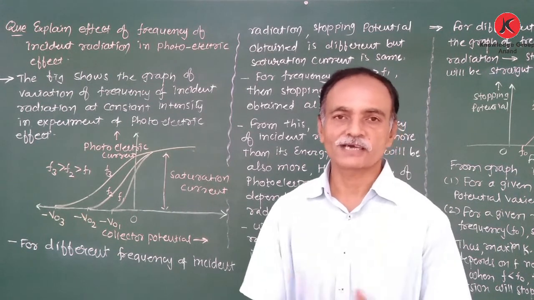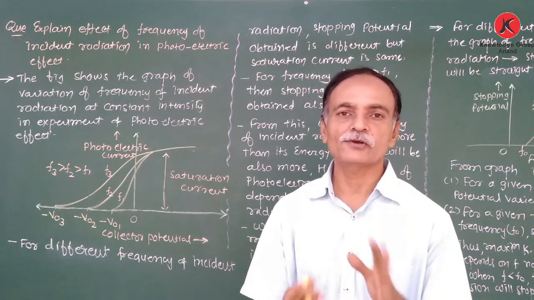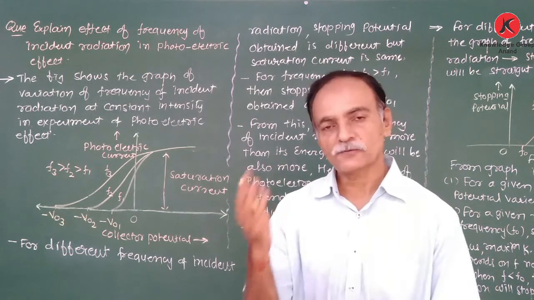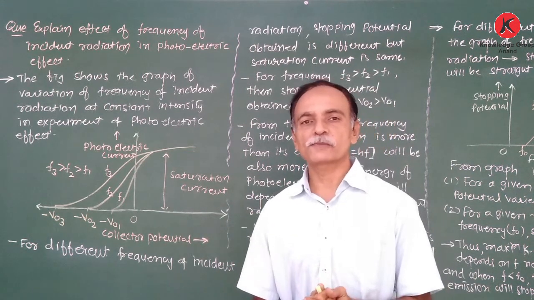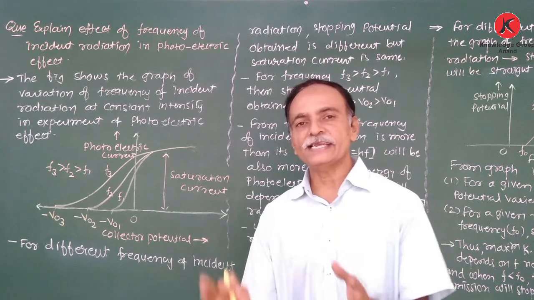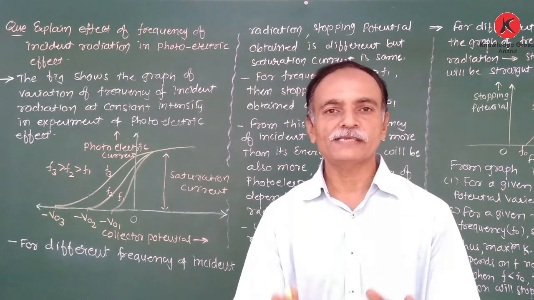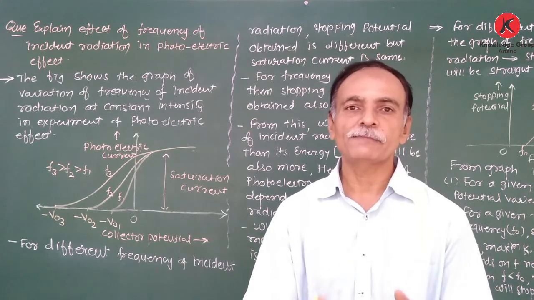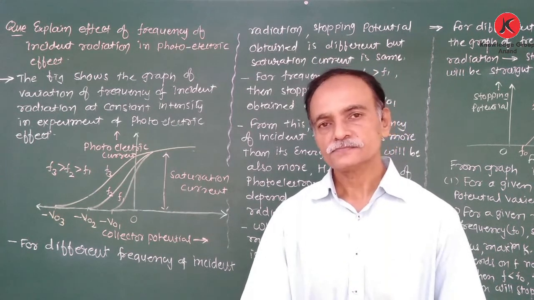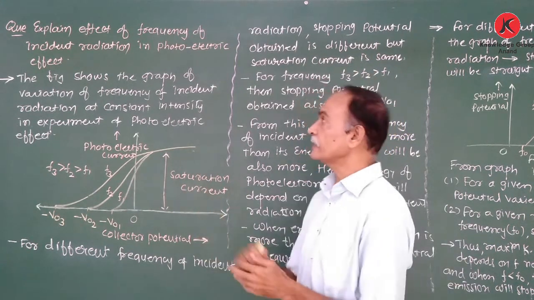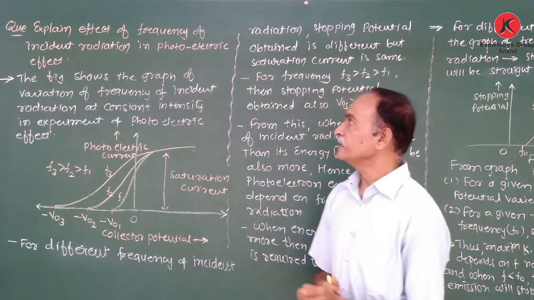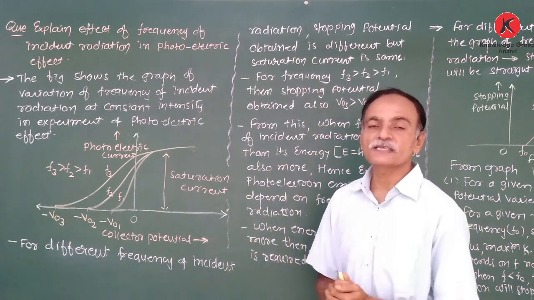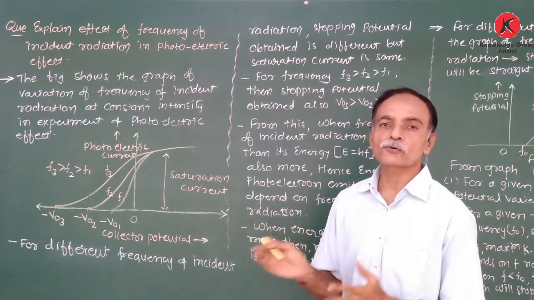We also drew the graph for three different values of intensity. So we obtain the same value of stopping potential. It means the kinetic energy or the energy of the emitted photoelectron does not depend on intensity, it only depends on frequency. Here in this question, we are going to discuss and explain the effect of frequency of incident radiation in photoelectric effect.